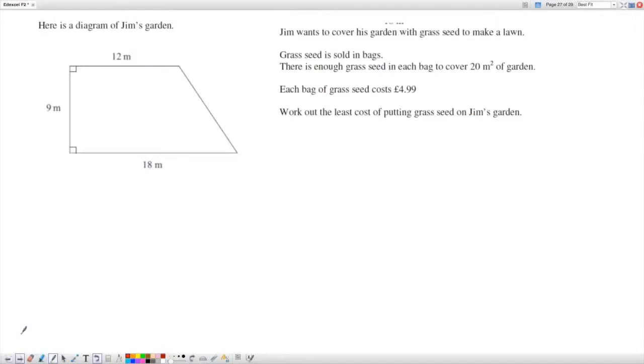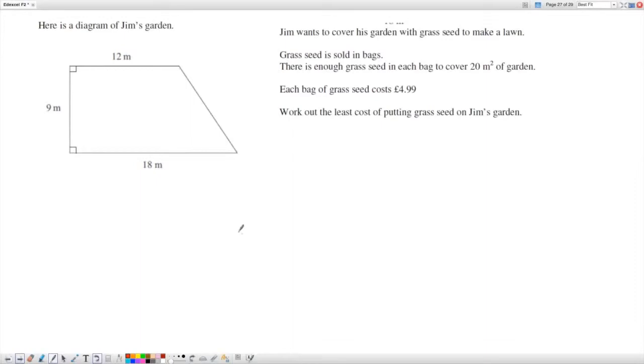Here we have a diagram of Jim's garden. He wants to cover this with some grass, and we've got the seed, which covers 20 metres squared. We've got the cost. We want to know how much it's going to be for Jim to cover his garden here with grass seed.